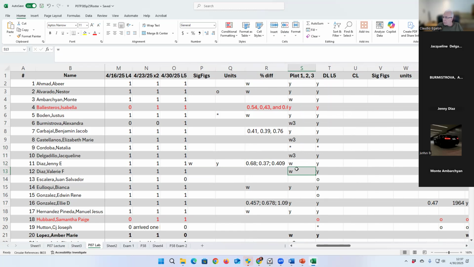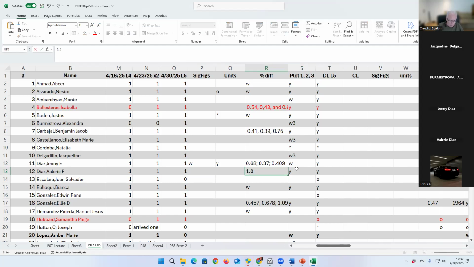Valerie. Hello. Did you plot all the three graphs, Valerie? Yes. Okay. Do you get the percentage differences? Yeah. Okay. How many decimal places did you want? Just two decimal places. Okay, it's 1.01, 0.41, and 1.06. Okay, good. So very small percentage differences.